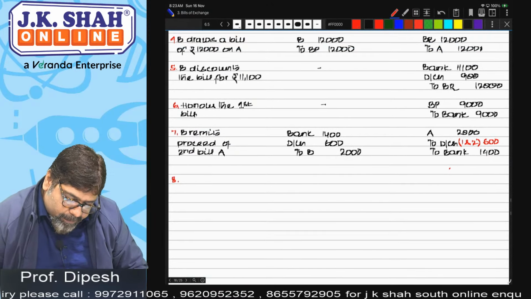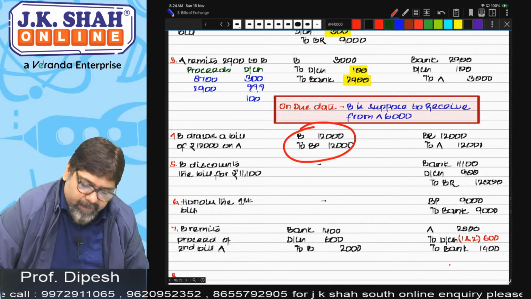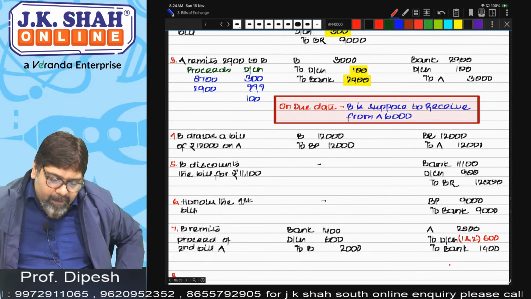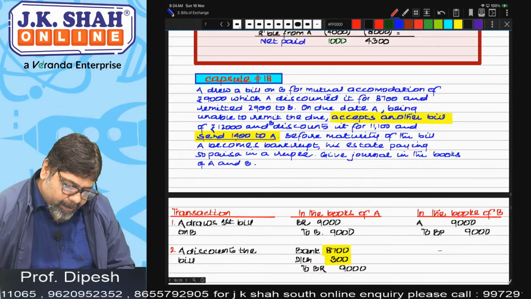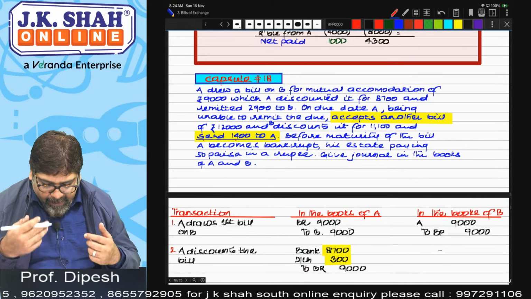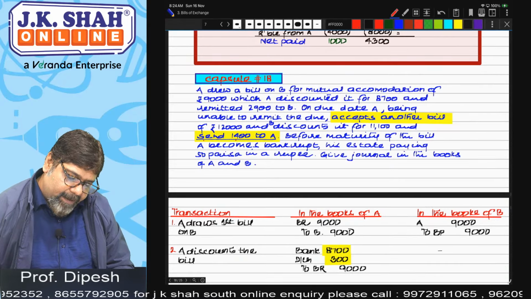Bank will go to whom? B. Asking for how much? 12,000. Bank will go to B asking for 12,000. What did B do? Before the maturity of the bill, A becomes insolvent and his estate pays 50 paisa in a rupee. Give journals.